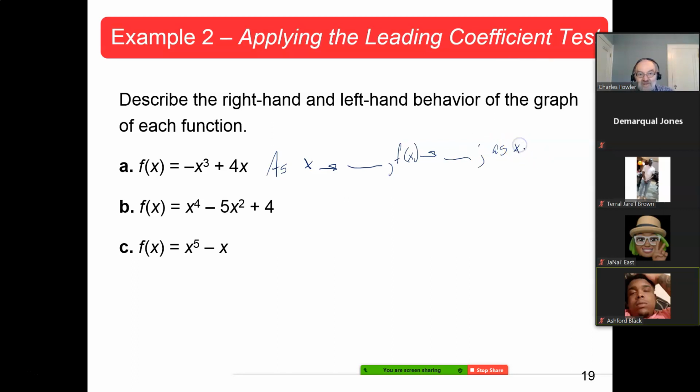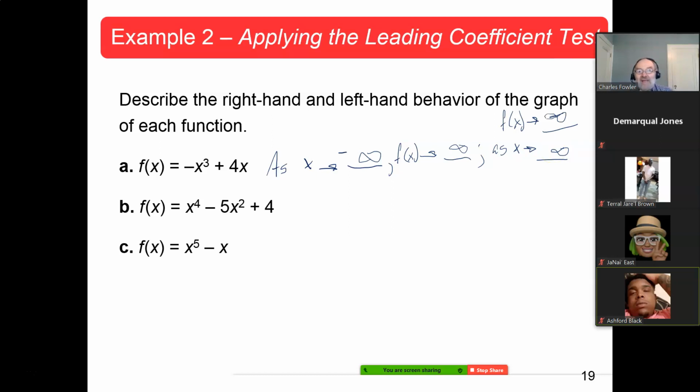As x goes to blank, f of x goes to blank. That's what we're going to do on every one of these. Guess what goes in the blanks? Infinities. Every one of these is going to be an infinity. You should get that right. There's your infinities. The x's, one of them is going to be negative and one's going to be positive. It doesn't matter which one you put where. But it's always one negative, one positive.